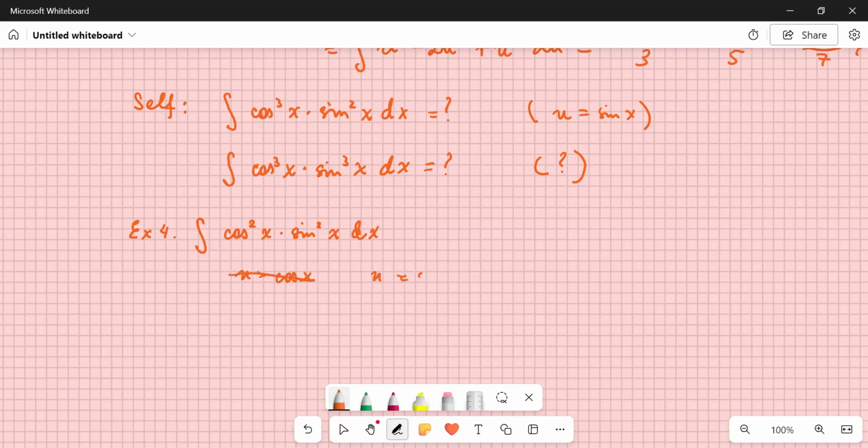Let's try sine substitution. If we do sine substitution, then sine is becoming easily u, but cosine will need to take one of them to make a derivative of sine and make du, and there's going to be 1 left over, which is not good again, square root for Pythagorean identity.